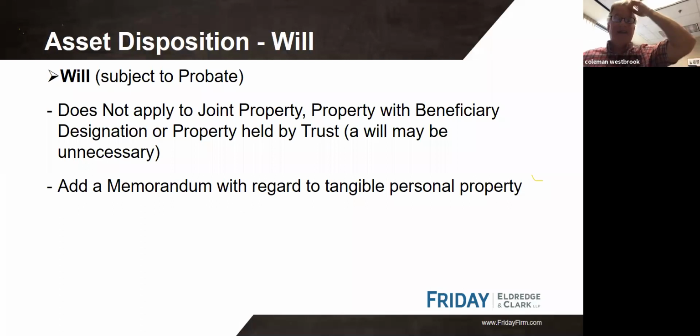And Arkansas allows you to always do a little memorandum that you attach to your will that says, I want this thing to go to that person and this thing to go to that person. So you can always add a little on your own, type it up or write it out, sign it and date it, a memorandum to your will that addresses who gets it. It's only tangible personal property. So things you can pick up and put in your pocket, and that type of thing. You can always do a little memorandum that says who gets what.